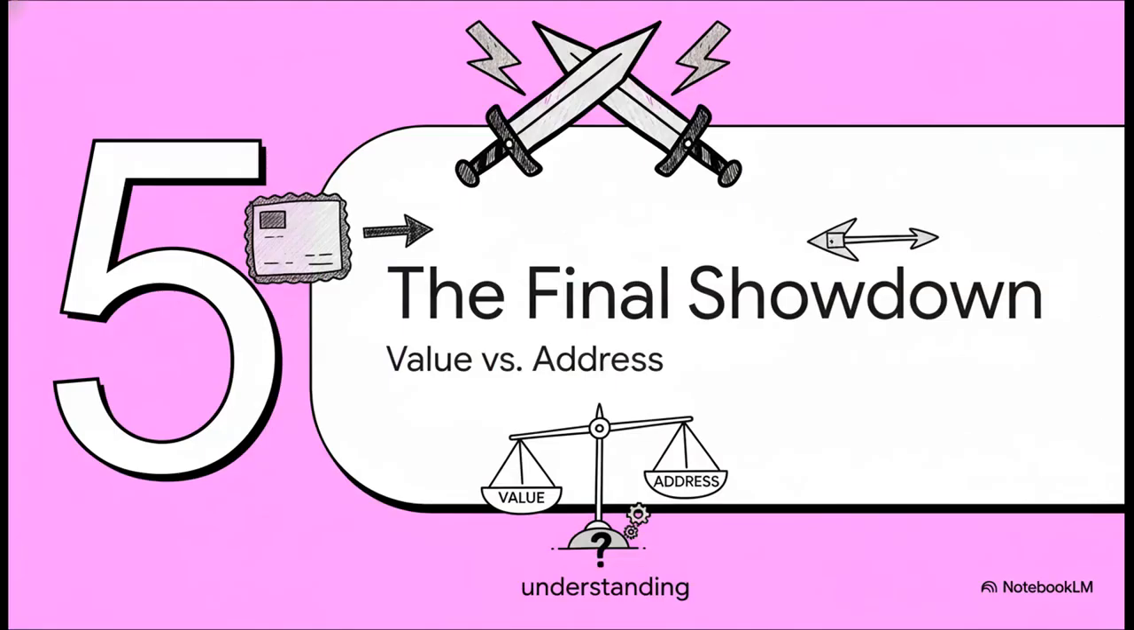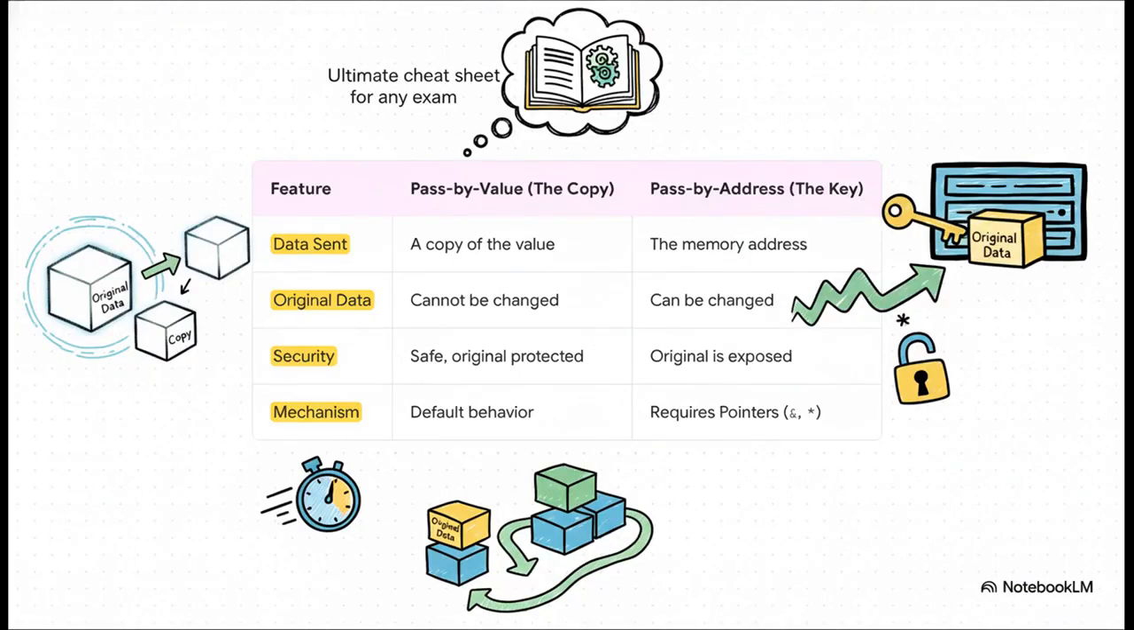So we have two completely different ways to send data to a function. Let's put them head-to-head for a final comparison. Understanding the trade-offs here is exactly the kind of thing that separates a novice from an experienced C programmer. This table is basically your ultimate cheat sheet. Pass by value, the default, sends a copy. It's super safe because your original data is protected. Pass by address sends the memory location, the key. It's way more powerful because you can actually change the original data. But with great power comes great responsibility. Your original data is now exposed.